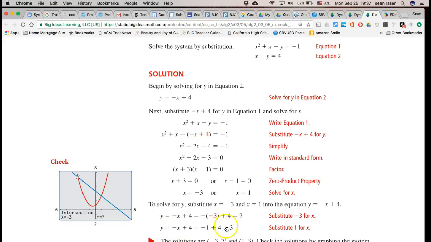So here we've got our two solutions. It's kind of cut off on the bottom, but our two solutions are negative 3 and 7. That's one ordered pair. And then 1, 3. That's our other ordered pair.